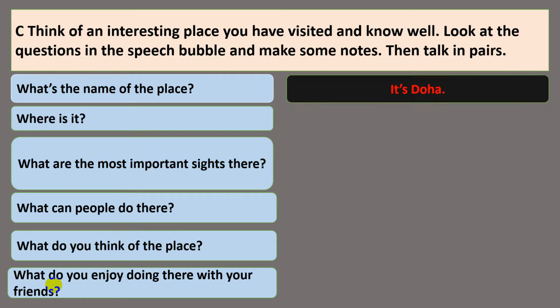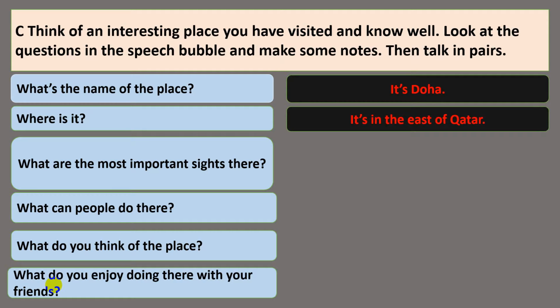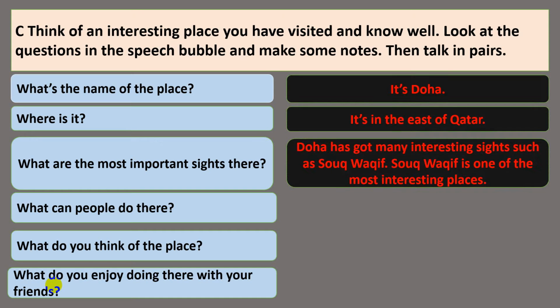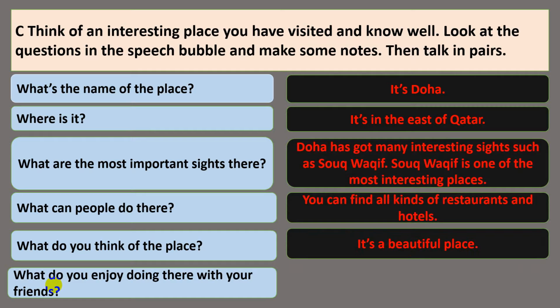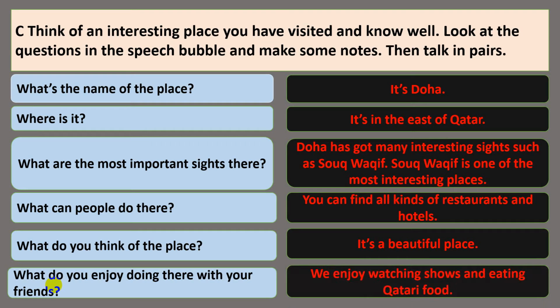The name of the place for me is Doha. Where is it? It's in the east of Qatar. What are the most important sites there? It has many interesting sites such as Souq Waqif. Souq Waqif is one of the most interesting places. What can people do there? You can find all kinds of restaurants and hotels. So I should mention examples. Then move on. What do you think of this place? It's a beautiful place for me. And what do you enjoy doing there with your friends? We enjoy watching shows and eating Qatari food. Okay, so answer about your place. Done with this part.